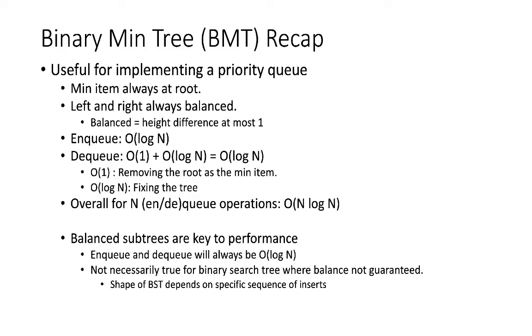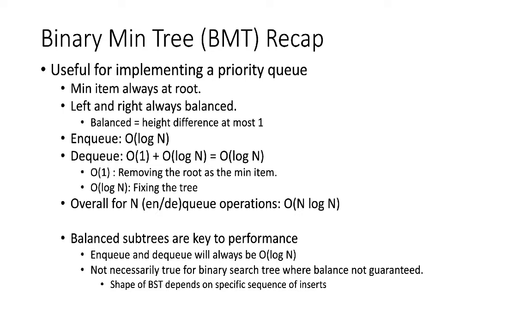And so if we do this for n enqueuing and dequeuing operations, if we have n items overall that we're going to put into and take out of our priority queue, then we expect our overall performance to be order n log n. And the key to why the binary min tree works well as an implementation of a priority queue is because the subtrees, the left child and the right child, are always balanced. And that is why we are able to guarantee that the worst case performance of enqueuing and dequeuing is order log n.